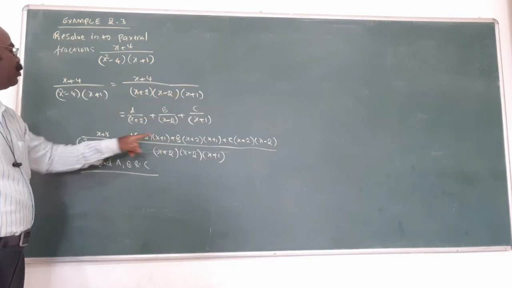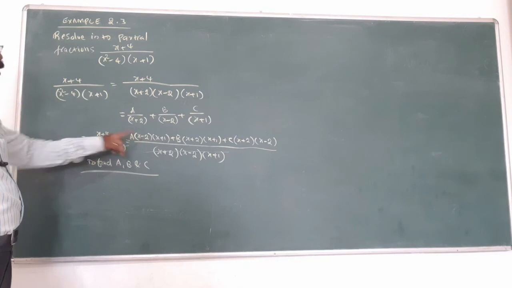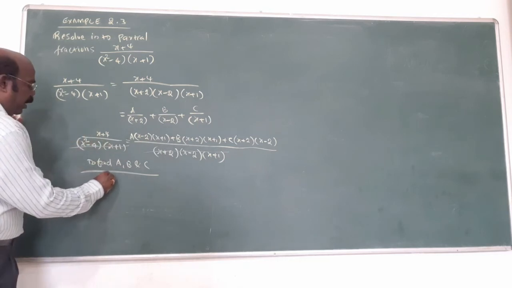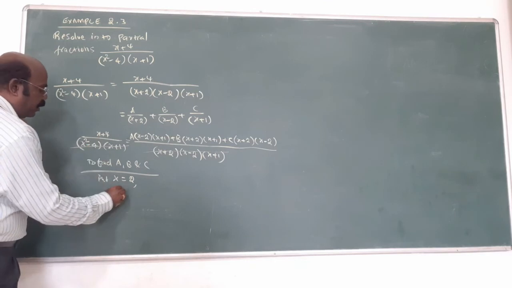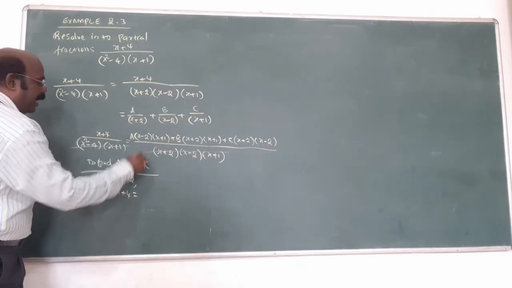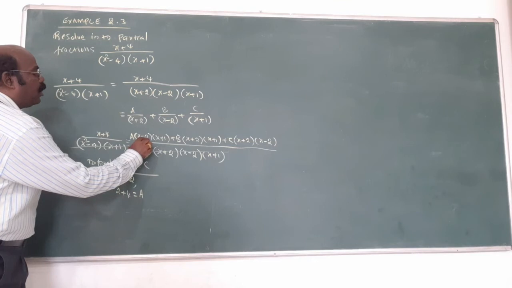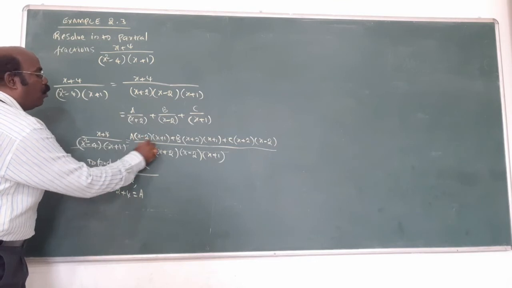Here x minus 2, x plus... no. What must you insert in the bracket? x minus 2. That's why put x equal to 2. Left hand side: 2 plus 4. Right hand side: a into 2 minus 2, which is 0. The whole term will be 0.